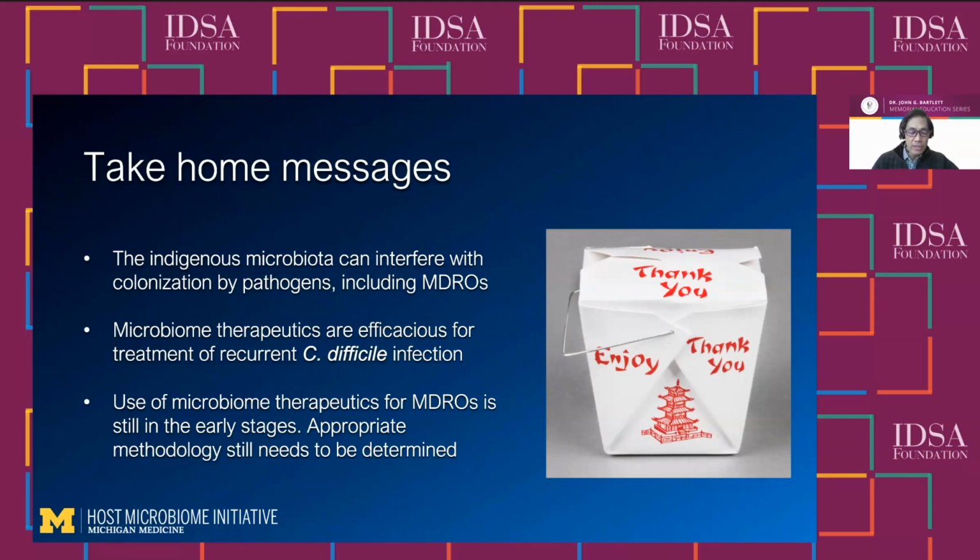So again, just saying that the thing that works for C. difficile infection will work for VRE or MRSA or multi-drug resistant Pseudomonas or Enterobacteriales is probably a little bit naive. And so we really do have to do a lot more work to figure out precisely the manner in which we can modulate the indigenous microbiota to eliminate these particular organisms. So next slide.